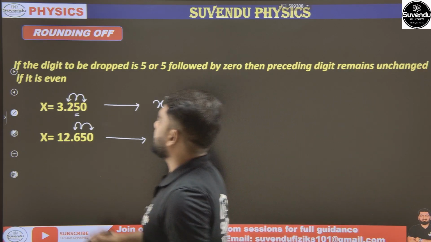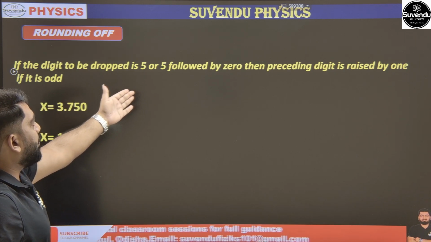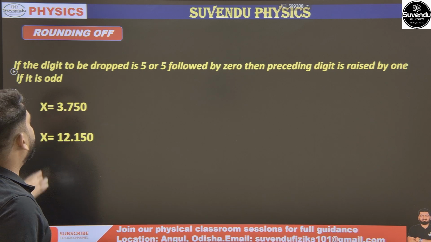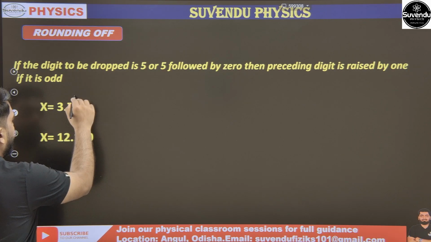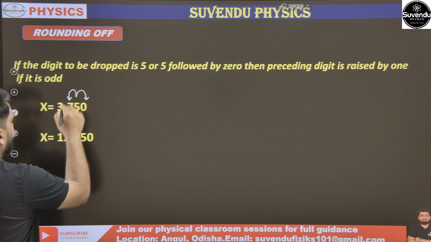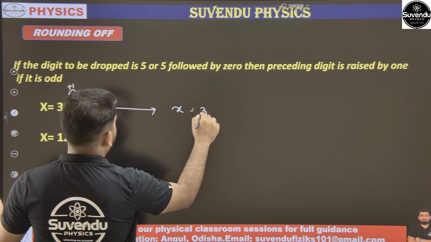Okay, next come to our last rule. If the digit to be dropped is 5 or 5 followed by 0, then the preceding digit is raised by 1 if it is odd. Here after 5 there is 0 and the digit to be dropped is 5. The preceding digit is odd, so plus 1 is added. So it is rounded up to x is equal to 3.8.